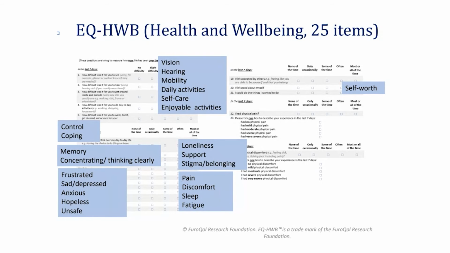We have aspects around cognition. We have a range of items covering feelings, also a range of items covering relationships like loneliness, support and so on, and obviously some items around pain, discomfort, sleep and fatigue. And for some of the items we ask about degree of difficulty, and for some of the items we ask about frequency.